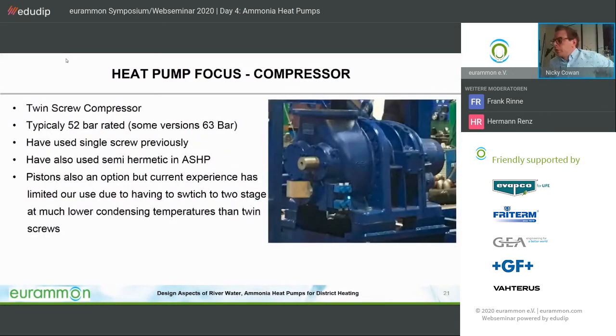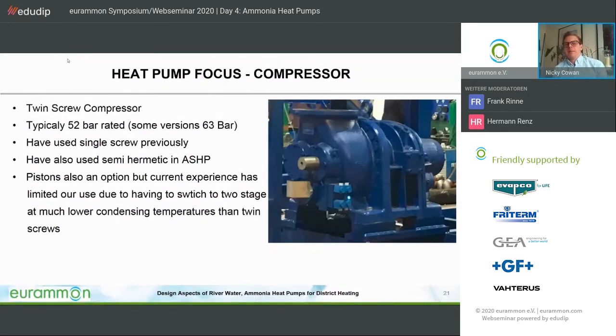Compressors. For the projects we've done recently, we're using twin screw. These are Grasso machines and they're rated at 52 bar. They've got some at 63 bar. The 52 bar ones were limited to about 80, 81 degrees. 63 bar lets us go up a bit higher. We have used single screws. I don't know if you're familiar with the STARS project in Drammen in Norway that uses the single screw type compressor.